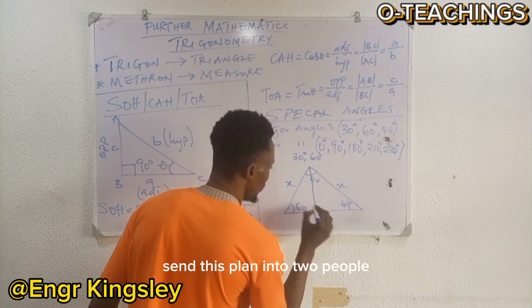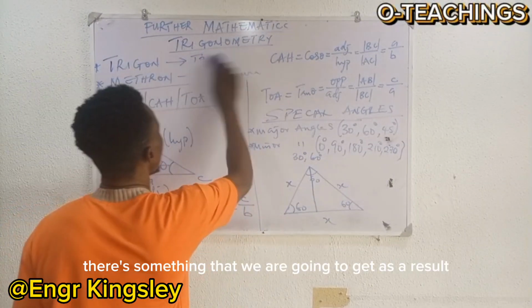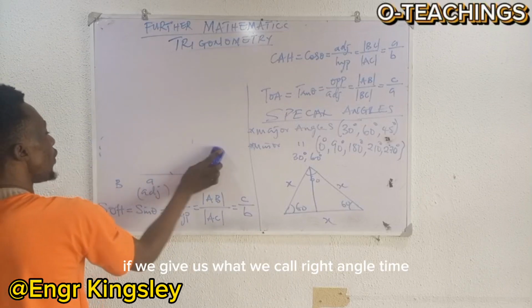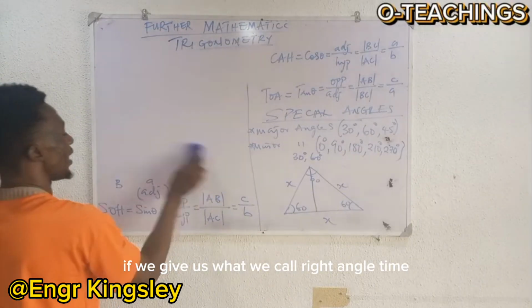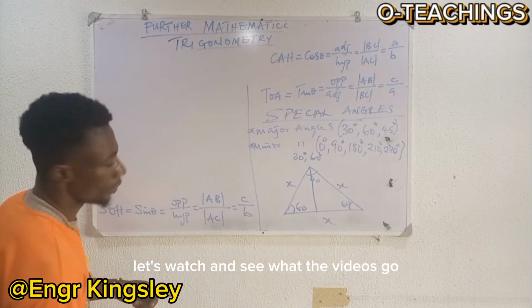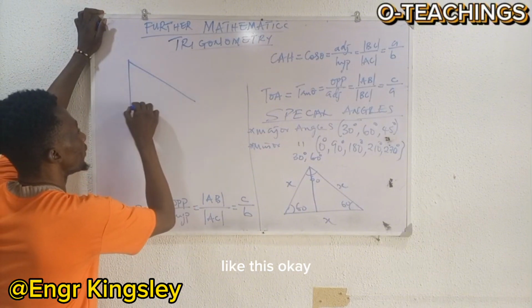bisect this triangle into two equal halves and bring out one, there's something that we are going to get as a result in this triangle. It will give us what we call a right angle triangle. Let's watch and see what will be the outcome. A right angle triangle in the sense that we have something that looks like this.